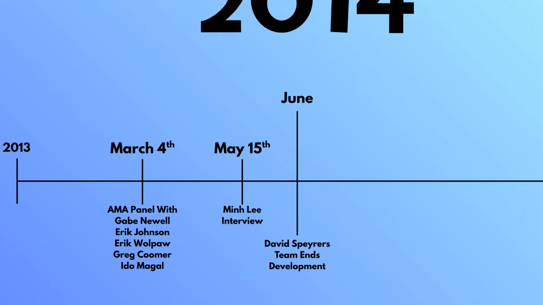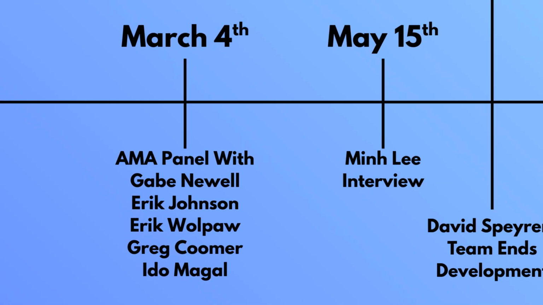2014. In an Ask Me Anything panel held on March 4th containing Gabe Newell, Eric Johnson, writer Eric Wolpaw, game designer Greg Coomer, and the project lead of CSGO and CS2 Ido Magal, Gabe was asked when Ricochet 2 was going to come out. If you don't know what Ricochet is, it's a game developed and released by Valve on November 1st, 2000. As described on Steam, it is a futuristic action game that challenges your agility as well as your aim. Ricochet features one-on-one and team matches played in a variety of futuristic battle arenas.